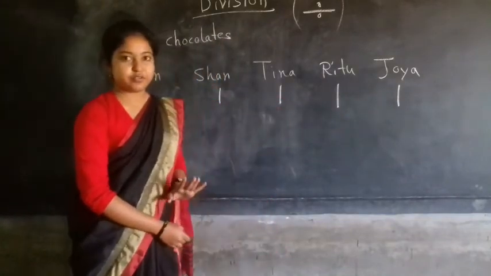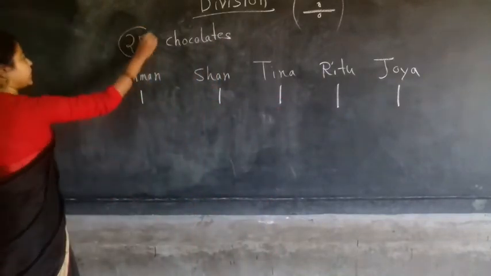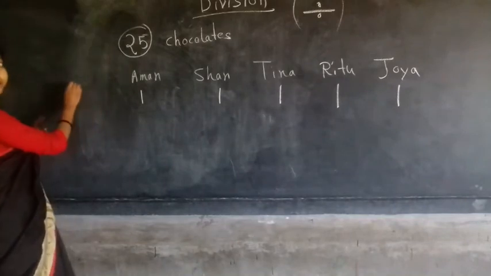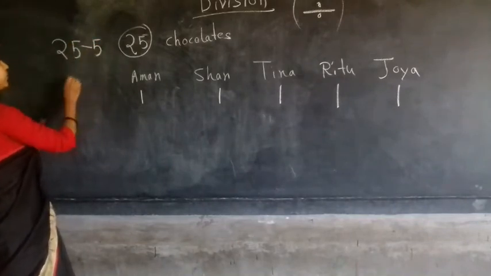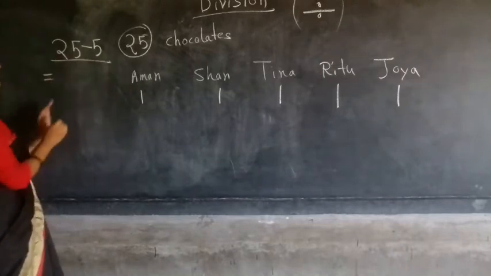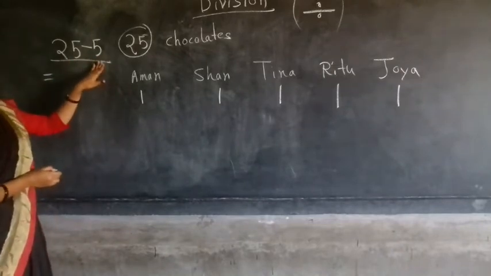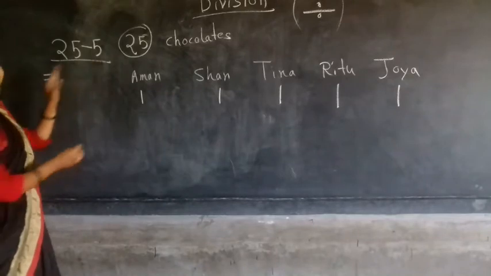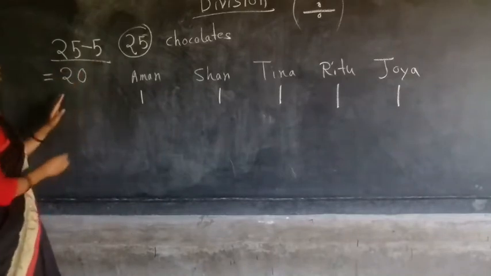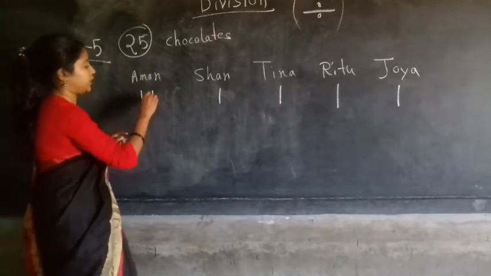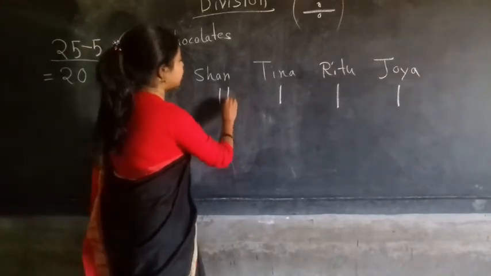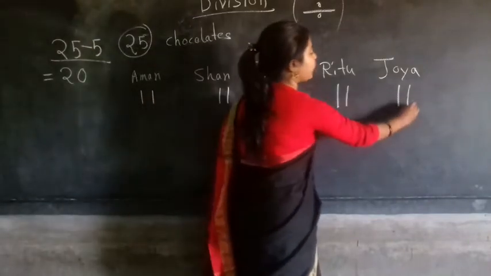1, 2, 3, 4, 5. You gave 5, right? So you take the 25 and write 25 minus 5. How much will you have now? 25 minus 5, you will have 20 chocolates. So you can give another one to Aman, Shan, Tina, Ritu, and Zoya.